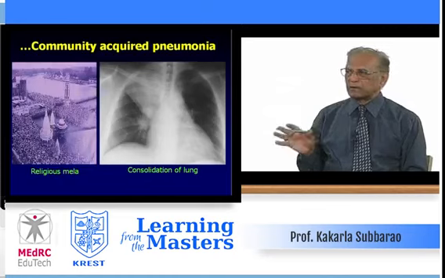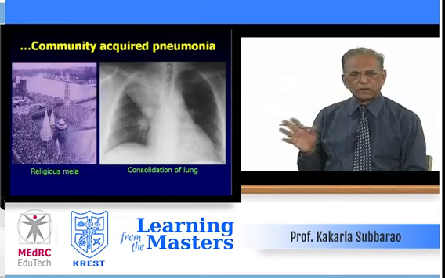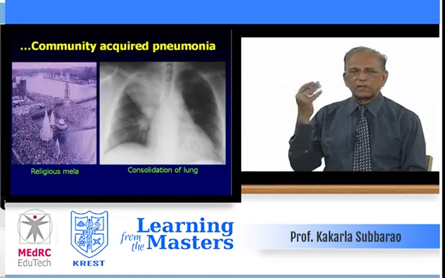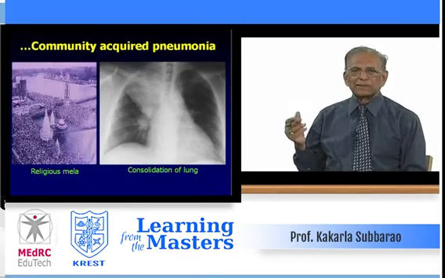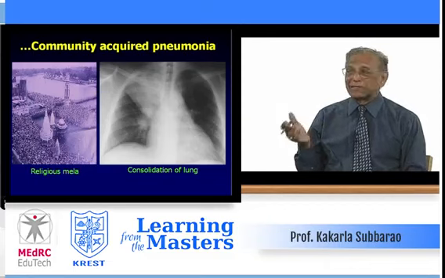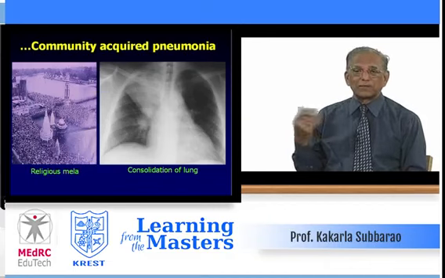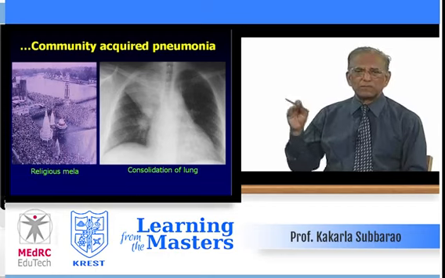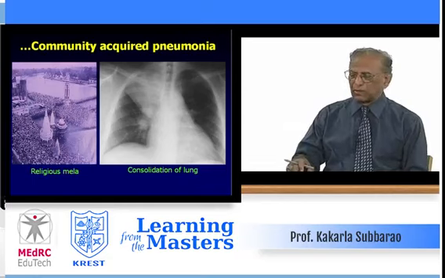And regular community-acquired pneumonia is common because these people go to religious melas and multiple public meetings, political meetings, and public gatherings, and acquire infection. Regular consolidation of the lung. With consolidation, there may be some airlessness. That's why there is some collapse of the right upper lobe.